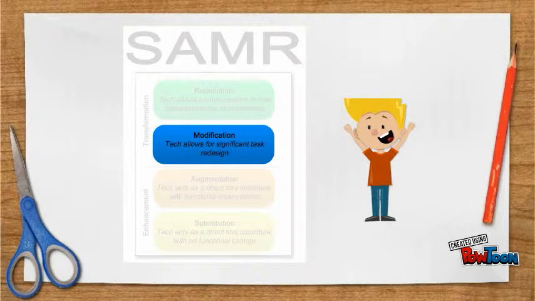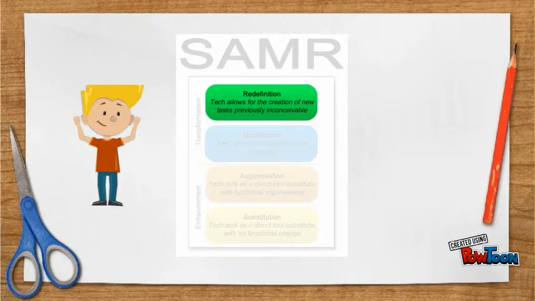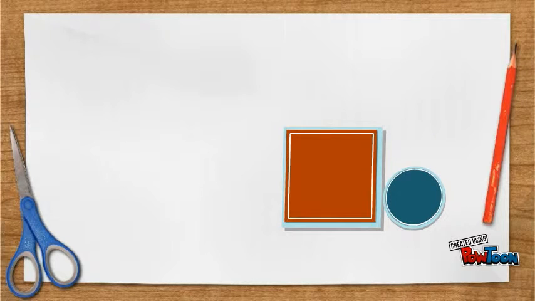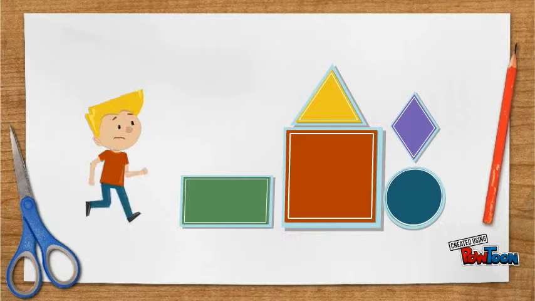Modification occurs when the technology allows for significant task redesign. That math teacher might have his or her students construct triangles using Geometer's Sketchpad and then use the tools to move the vertices in order to explore the effects on the area. Redefinition is when the teacher uses the technology to create new tasks previously inconceivable. Using Geometer's Sketchpad, a math teacher has her students create a picture using the polygons they've been discussing and then animate it using the transformations they learned about.